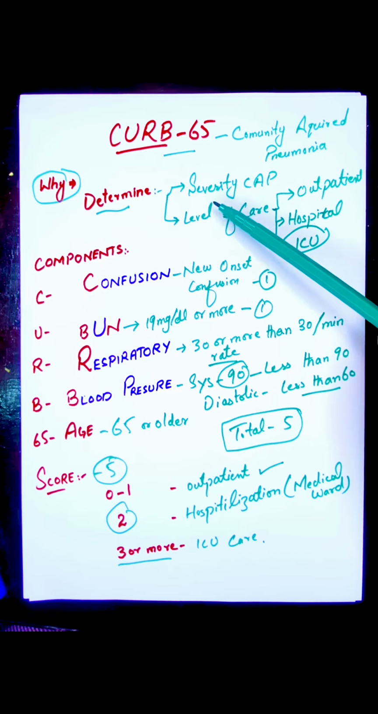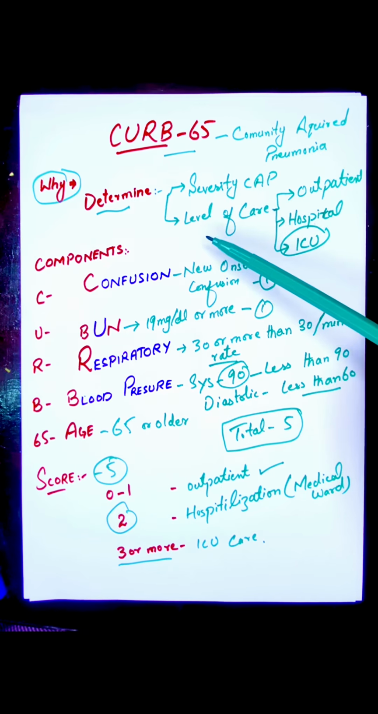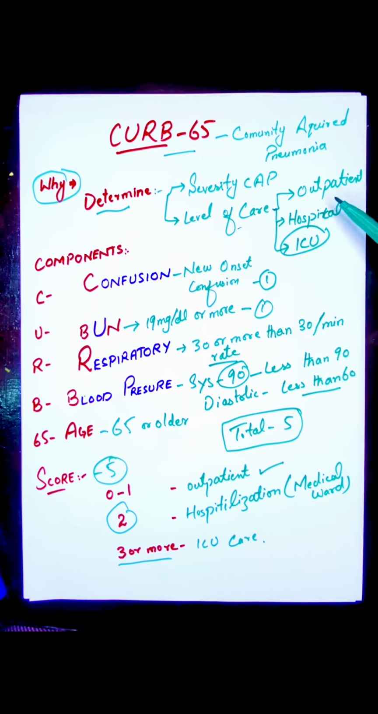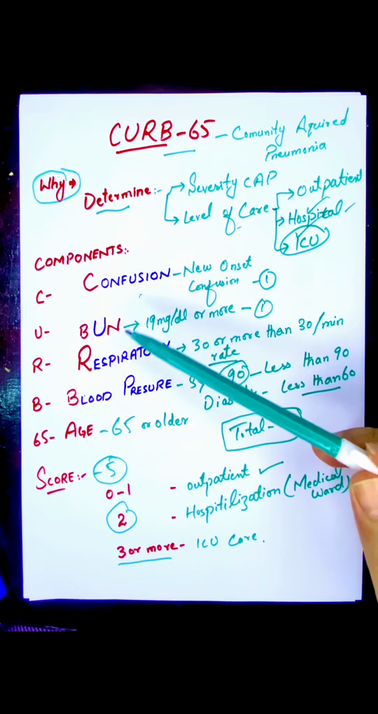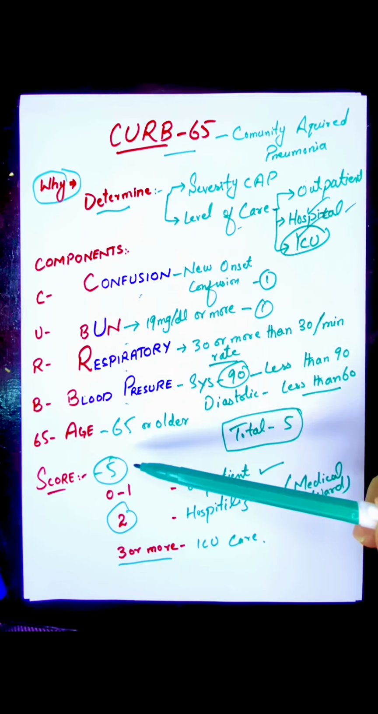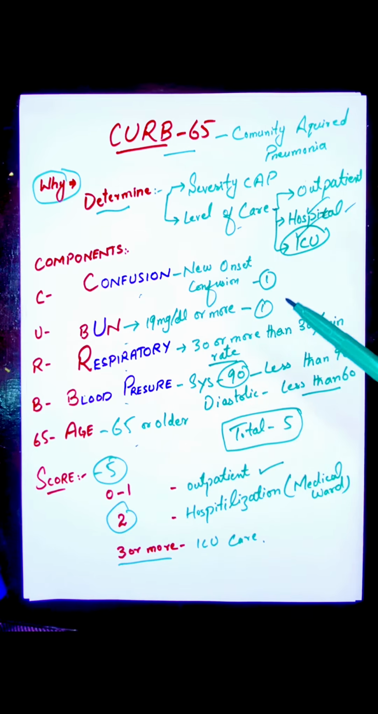It is used to determine the severity of community-acquired pneumonia and the level of care: either the patient has to be dealt with as an outpatient, in a hospital medical ward, or as an ICU candidate. So what are the components? Confusion, urea, respiratory rate, blood pressure, and age of 65 or more.